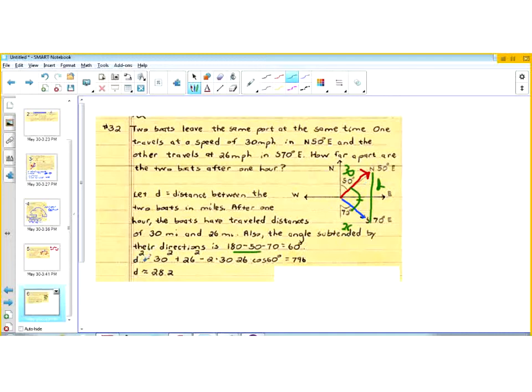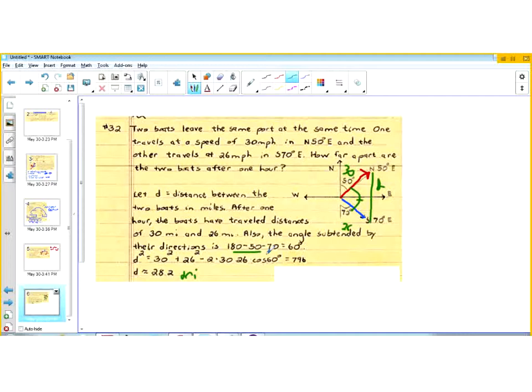So all you have to do is apply the law of cosines. So d squared is equal to 30 squared plus 26 squared minus 2 times 30 times 26 times the cosine of the subtending angle, which is 60, and you'll get 796. So take the square root of 796, and so after 1 hour, the boats are 28.2 miles apart.